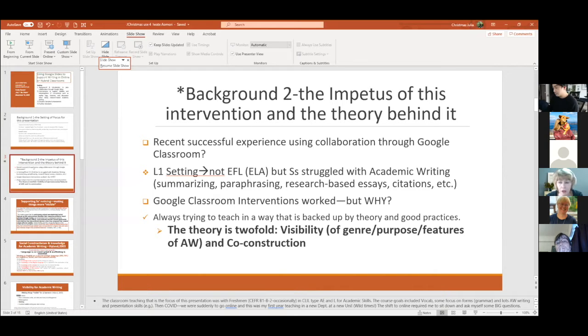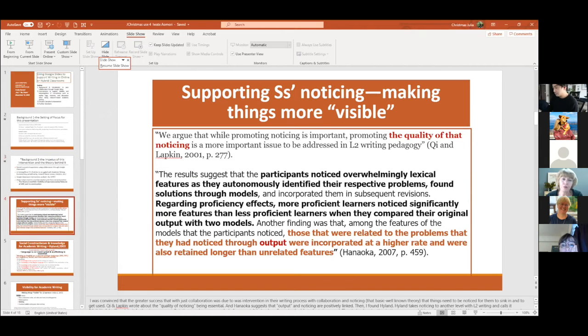So I knew that something else was at work, and I thought about the setting again, and I thought maybe it was not just pure collaboration or all the little things that I do, it was also technology. Okay, so I was convinced that the thing that made the greater success, especially in one particular L1 class, was due to intervention, mediation in the writing process through collaboration and using technology to give them opportunities for noticing.